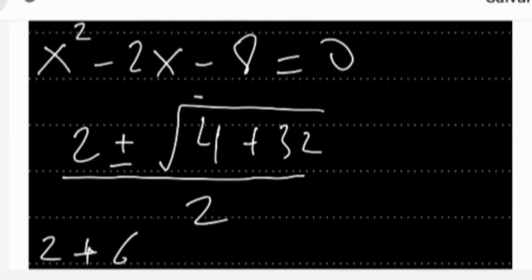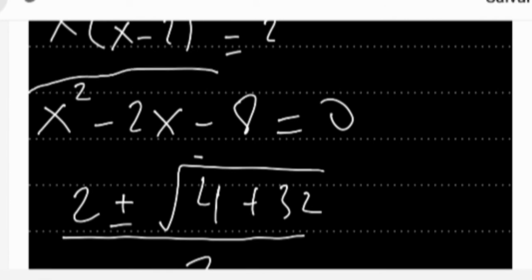So 6 plus 2 is 8, divided by 2 is 4, and then 2 minus 6 is minus 4, divided by 2 is minus 2. So what is this telling us? Look, we have a quadratic function over here.